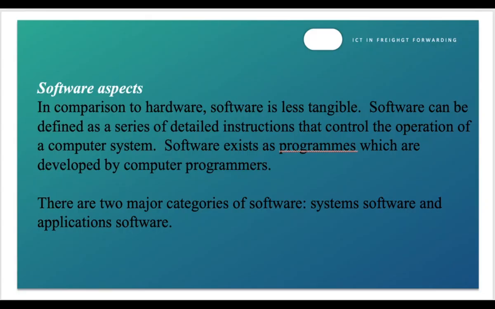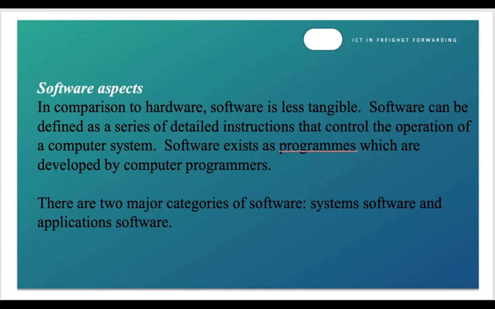So, we're saying that in comparison to the hardware, the software is less tangible. Less tangible means it's not something you can see or feel. Okay? So, it can be described as a series of detailed instructions that control the operation of a computer system. Now, these software come in the forms of programs which have been created by computer programmers, and that helps the computer to work as it should.